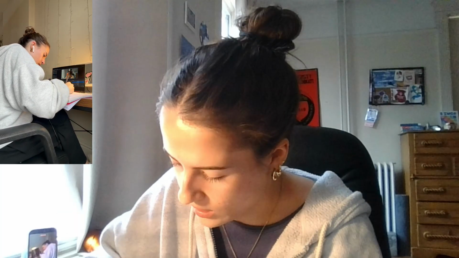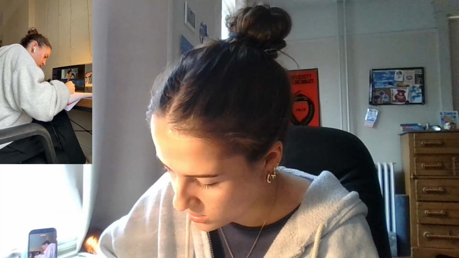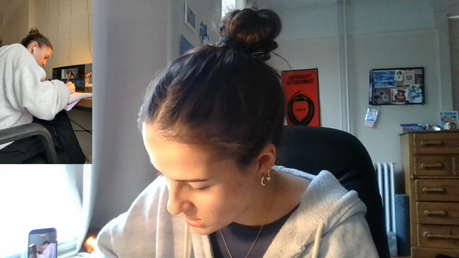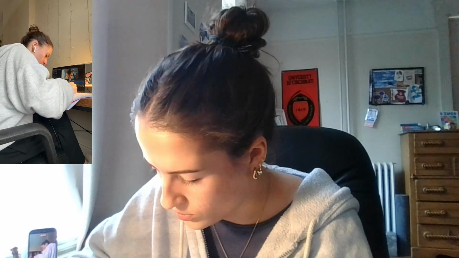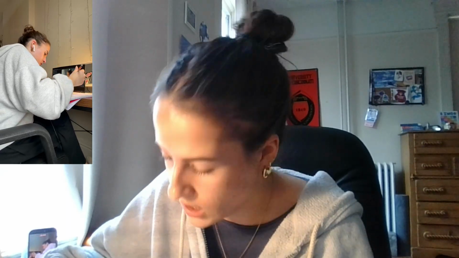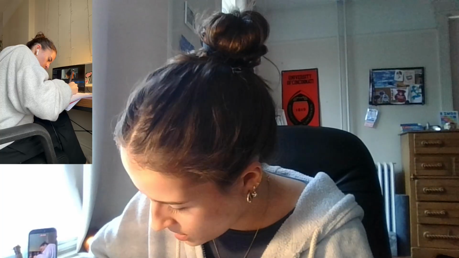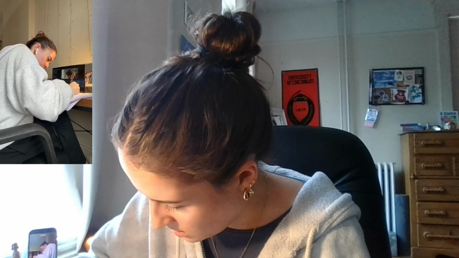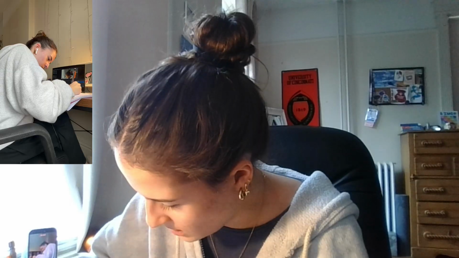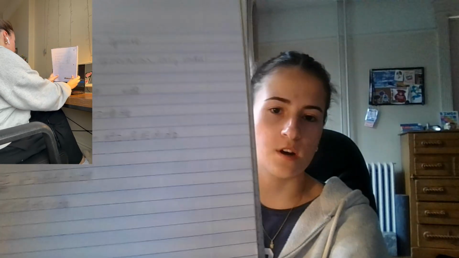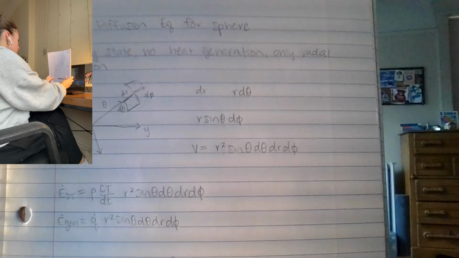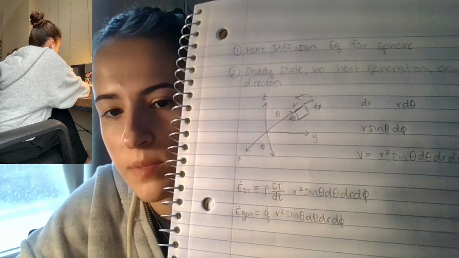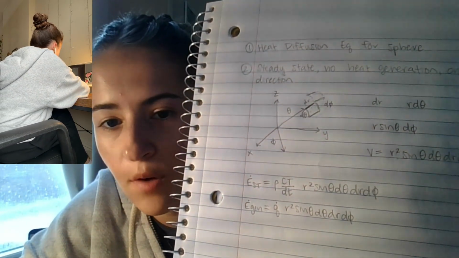So now we're going to look at energy generation. So that is E dot gen. That's equal to our heat flow, so the Q dot rate times volume, r squared sine theta dr d phi. So this is our energy generation term. We have that Q dot, so that's the heat flux times the volume.